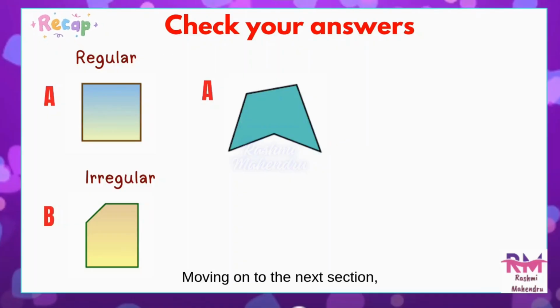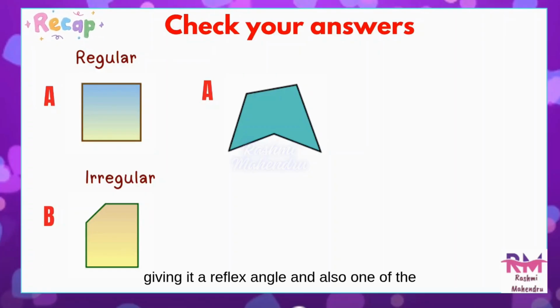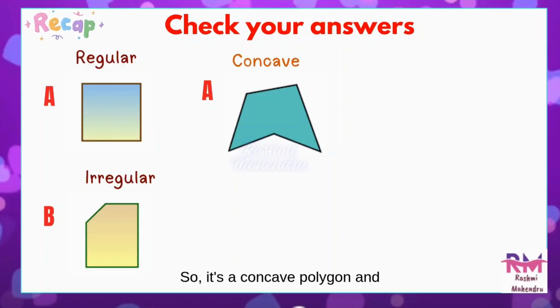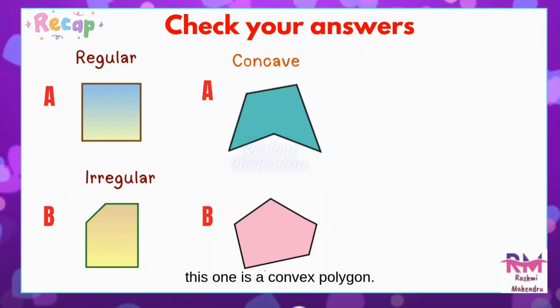Moving on to the next section, this polygon is clearly a concave polygon. We can visually see the dent in it, giving it a reflex angle, and also one of the diagonals will lie in the exterior of the polygon. So it's a concave polygon. And this one is a convex polygon.